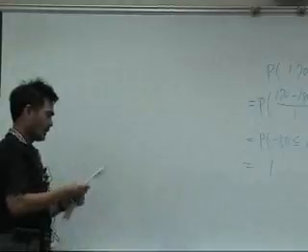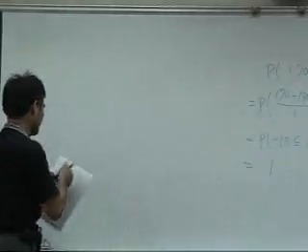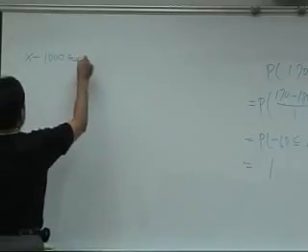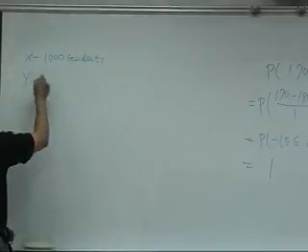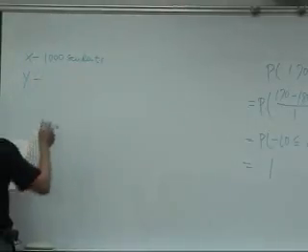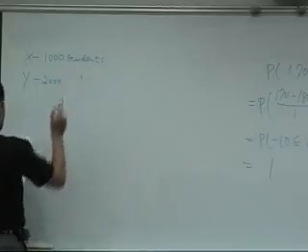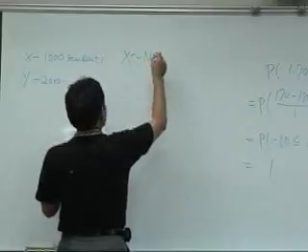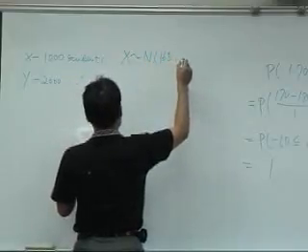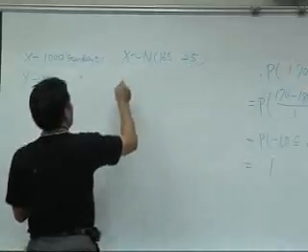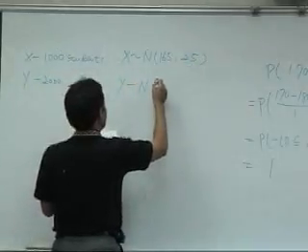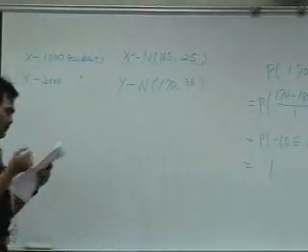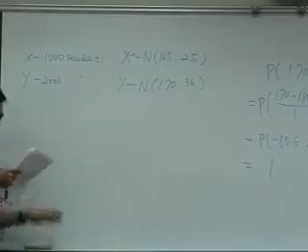Okay, let's get to the second question. So you have X and Y. For X you have 1,000 students. For Y you have how many? 2,000, right? And the distribution is X normal with mean 165, variance 25, and Y normal with mean 170 and variance 36.